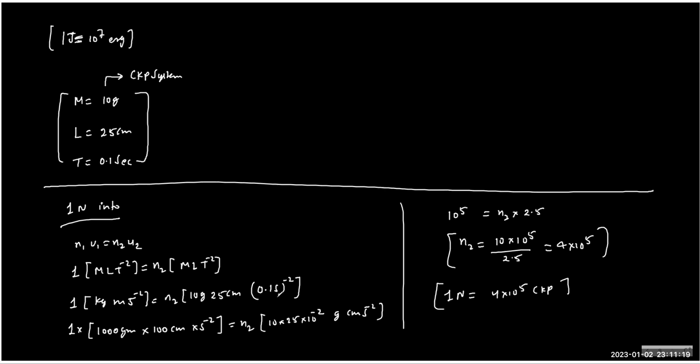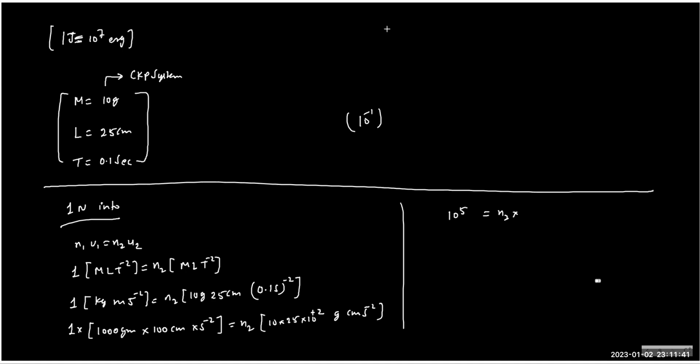But 0.1 second, the entire thing will be in the denominator. So 0.1, I'm writing 10 power minus 1. Oh, yeah, correct. It's minus 2, no? Yes, sir, so it's plus 2. My bad. Very good. So now, that's why the answer was not meaningful. So N2 into how much?